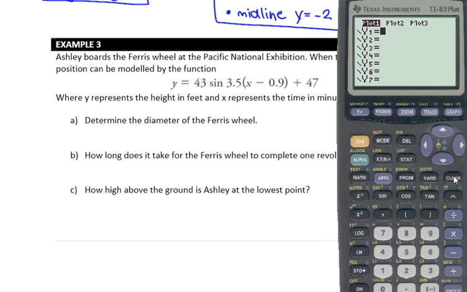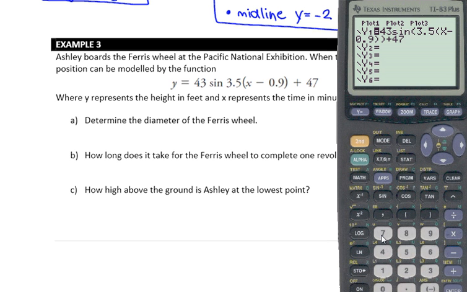Now, do I want my plots on or off? Off. They're just going to cause havoc. Otherwise, we're not using a regression equation. Turn them off. 43 sine. Now, automatically when you push sine, it opens up a bracket. So then you're going to have to go 3.5, another bracket, x minus 0.9, and then close both brackets, plus 47. What mode should our calculator be in? Radian. Do we have to change that? No, it's automatically in radian.